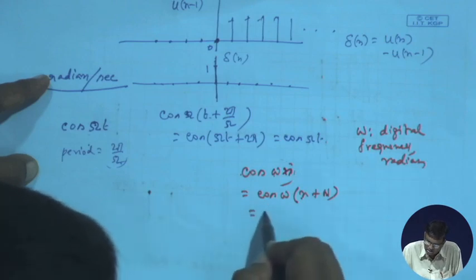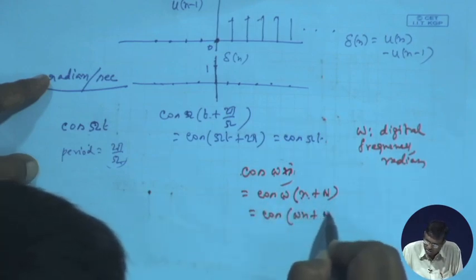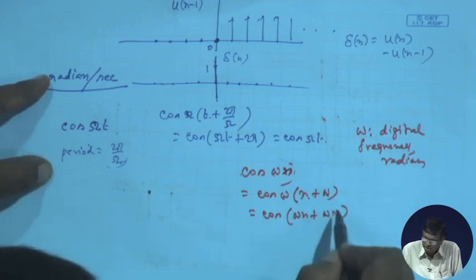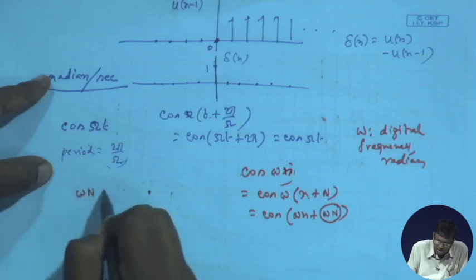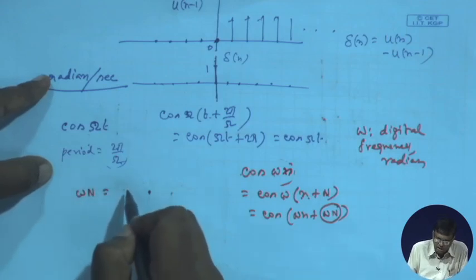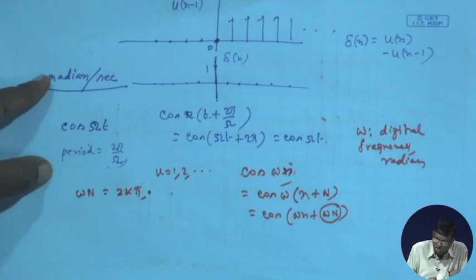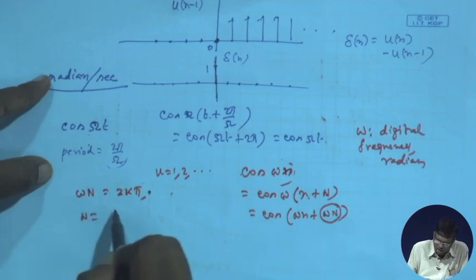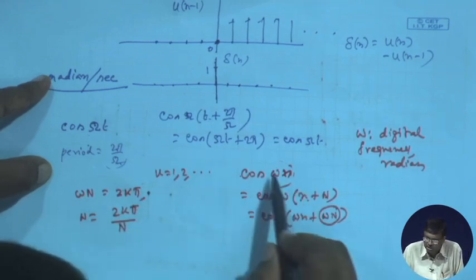That means, cosine of omega small n plus omega capital N. So, this is possible only if this is either 2 pi or 4 pi or 6 pi, like that. There is 2 k pi where k can be 1, 2, and so on, which means omega is 2 k pi by capital N. So, not for any arbitrary omega this relation will be valid.